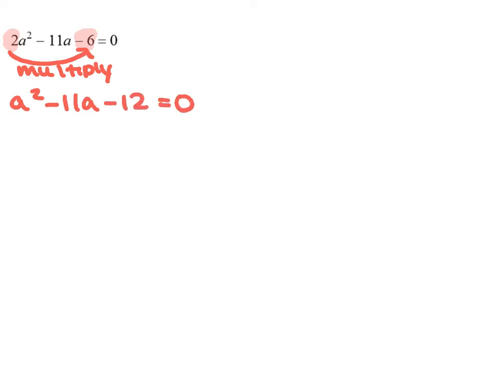In our second example, we have 2a squared minus 11a minus 6 equals 0. The first thing we need to do is multiply that original value of a times that value of c. So if I multiply across, 2 times negative 6 becomes a squared minus 11a minus 12 equals 0. Now if I factor as normal, I want to find two numbers that multiply to negative 12 and add to negative 11.